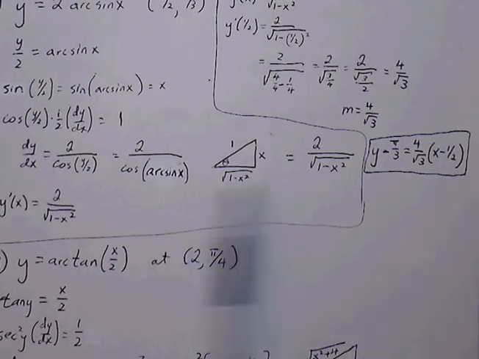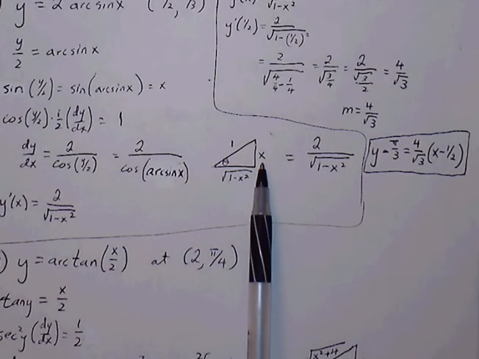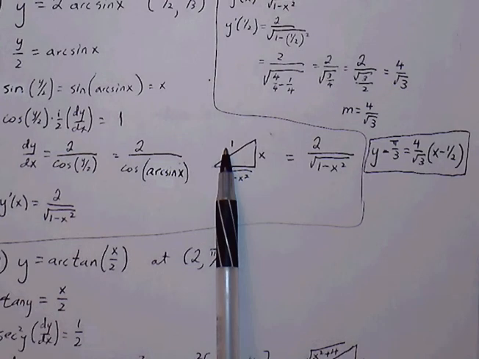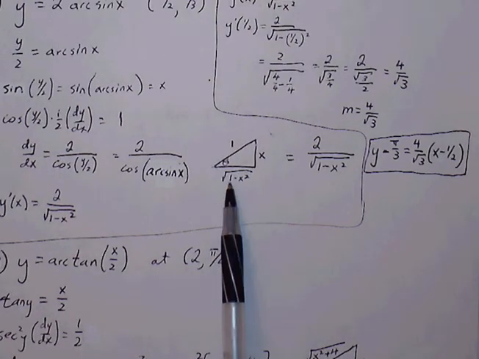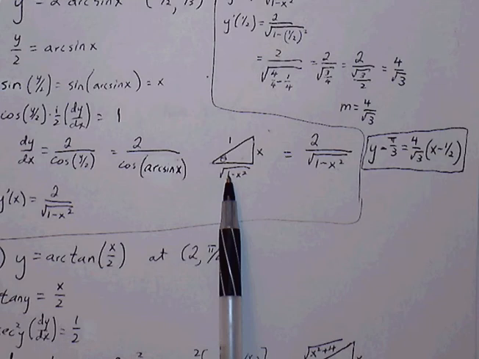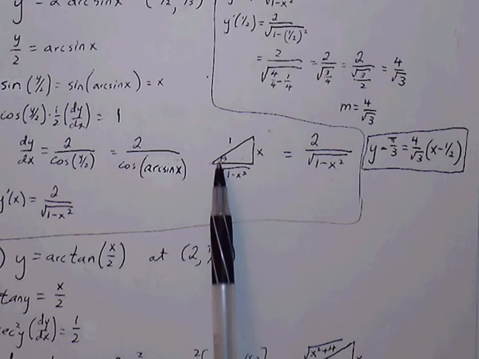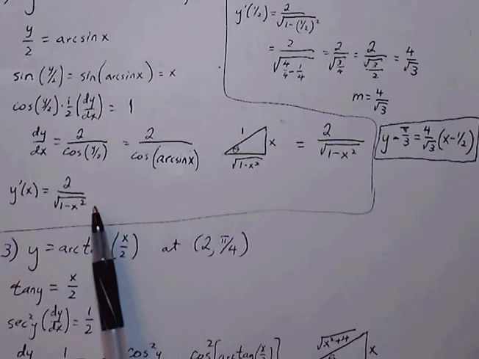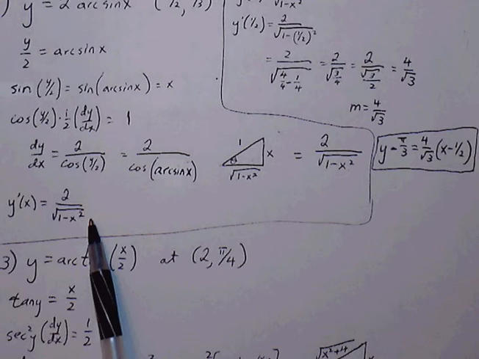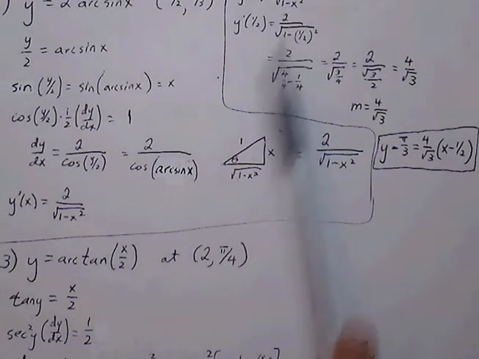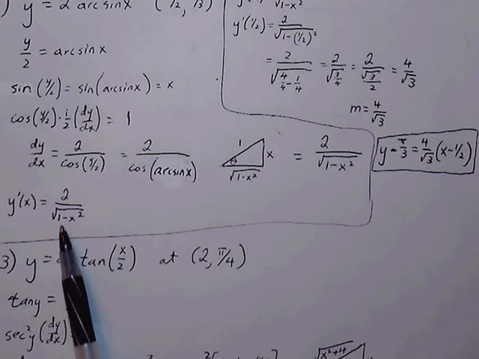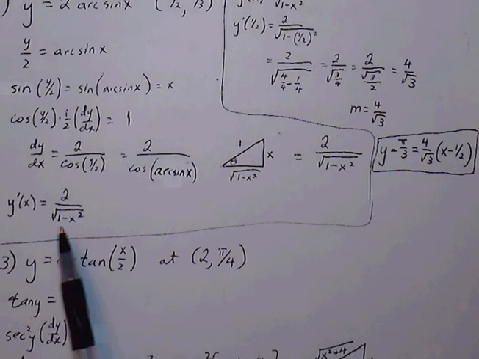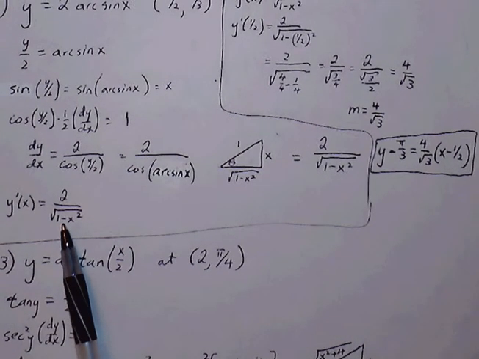So sine is equal to x, with x being the opposite, 1 being the hypotenuse, Pythagorean theorem to get the third side, square root of 1 minus x squared. So cosine of theta is simply going to be square root of 1 minus x squared over 1, so 2 over square root of 1 minus x squared, and that's going to be our derivative. Once we have our derivative, you can also use the derivative rule for arc sine of x to get to this point here.